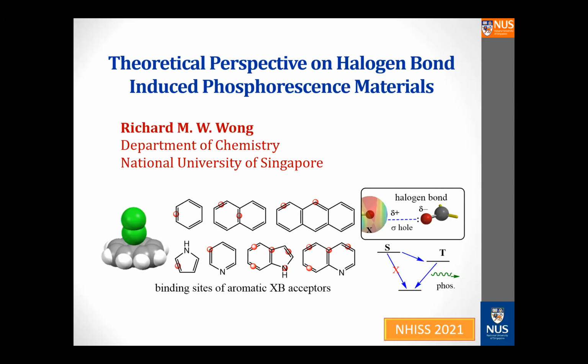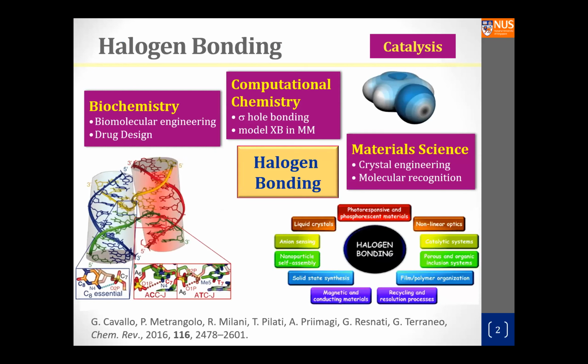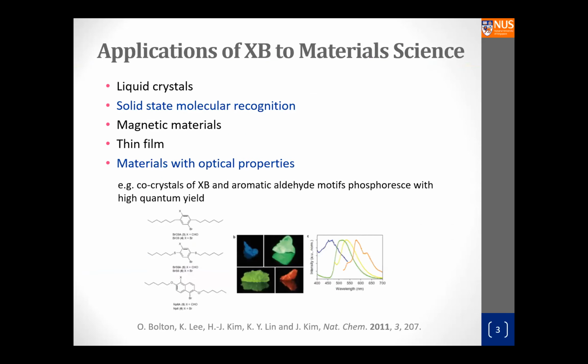Okay. So my topic is about halogen bond induced fluorescent material. Halogen bond is probably one of the most studied non-covalent interactions in the past 10 years. There are all kinds of applications from biochemistry to catalysis. I would say material science probably has the largest number of applications. And of course, I think there's a fundamental interest in understanding the nature of halogen bond, finding the right force field to model halogen bond. So my talk is mainly focused on the material science application.